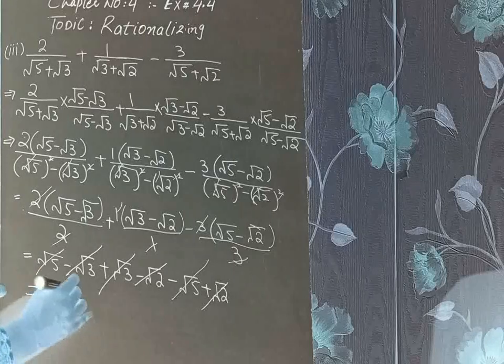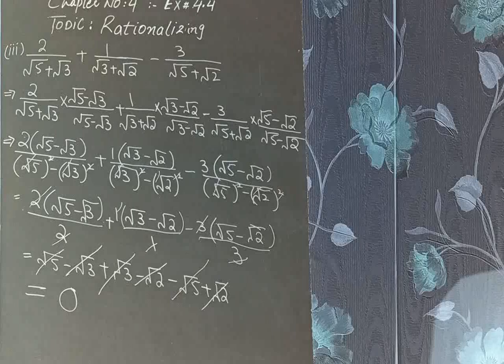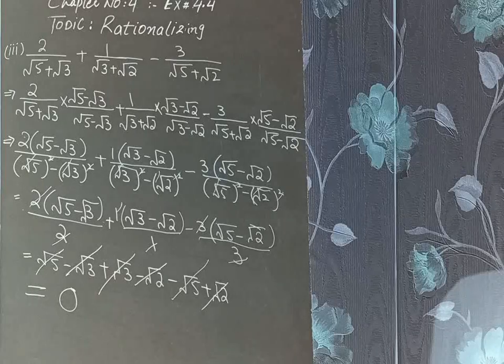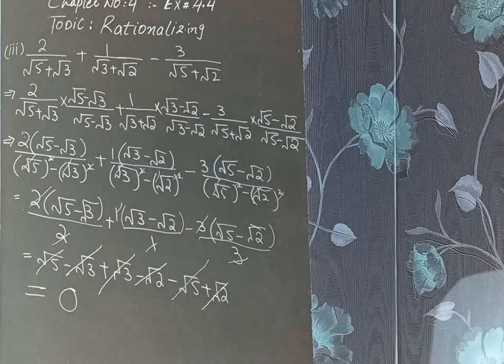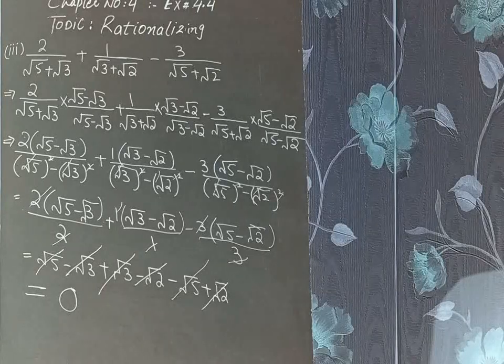So what is the answer here? That is 0. So how do we rationalize the expressions? How do we rationalize the denominator? By taking the conjugate and multiplying and dividing the expressions by that conjugate, we can rationalize the expression. And rationalization means that we eliminate the surd from the denominator.